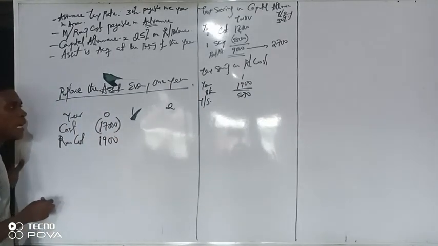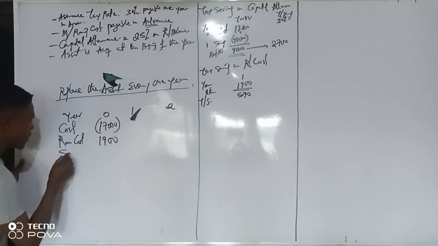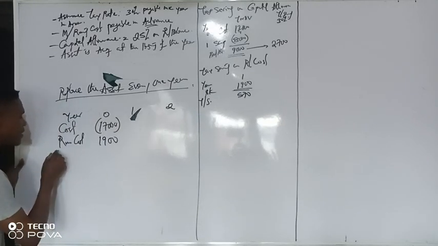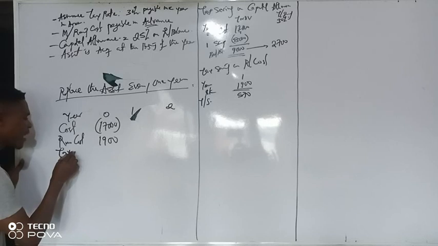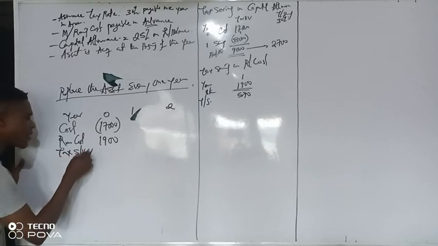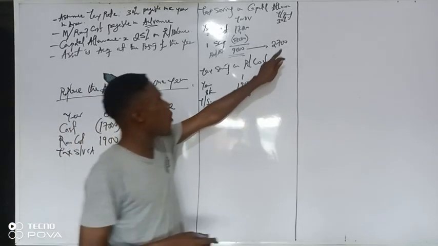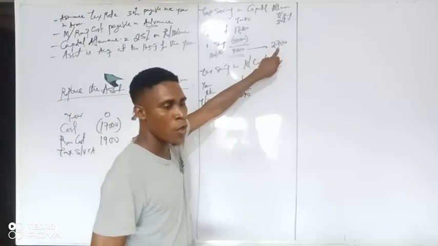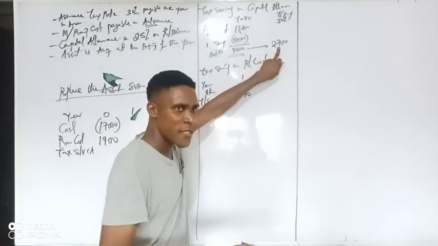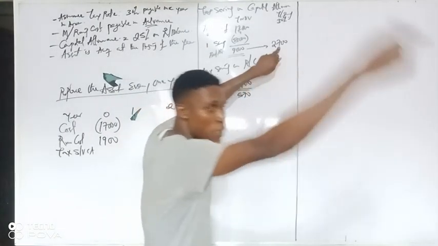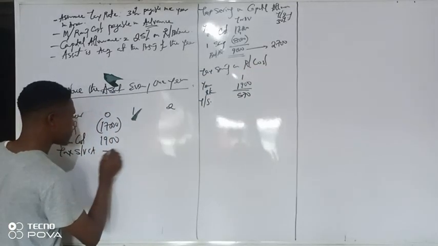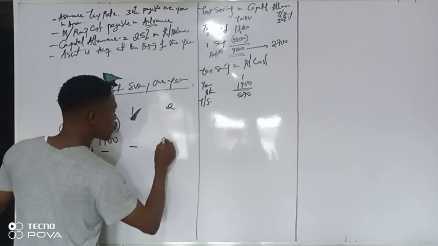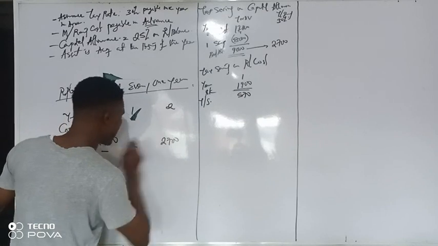1,900. Then the scrap. Let me start again. Tax savings on capital allowance. This is it already. When does it occur? It occurs in year 1. When are you paying it? Payable in arrears, so go to year 2. That means not here. How much do you have right now? 2,700. We are saving it.